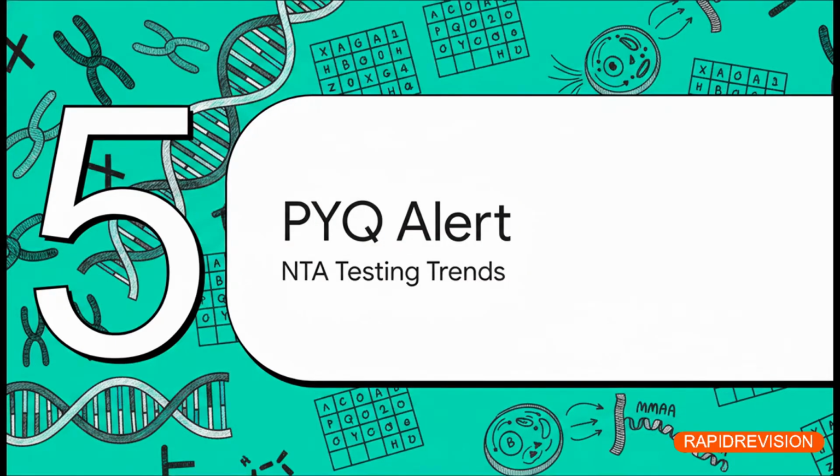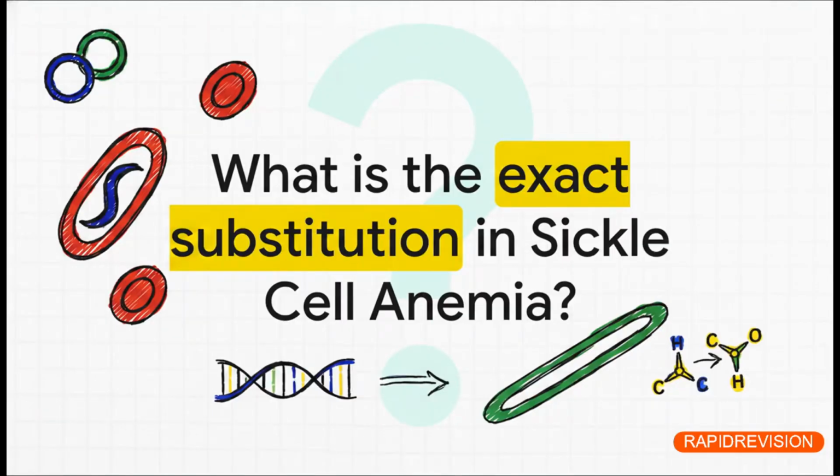Section 5. PYQ alert and NTA trends. All right, high stakes time. NTA absolutely loves linking classical genetics directly to molecular biology, and this classic previous year question proves it. In sickle cell anemia, what is the exact substitution at the 6th position of the beta-globin chain? Think about it. It's this tiny, tiny point mutation that somehow completely distorts the entire hemoglobin molecule. Can you recall the exact bases and amino acids involved?